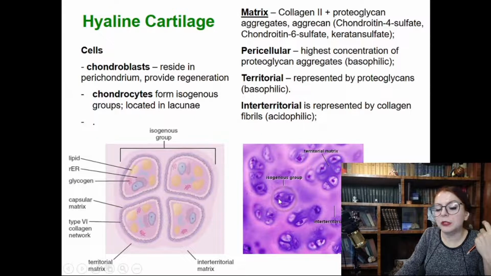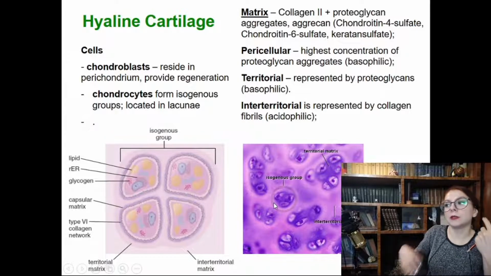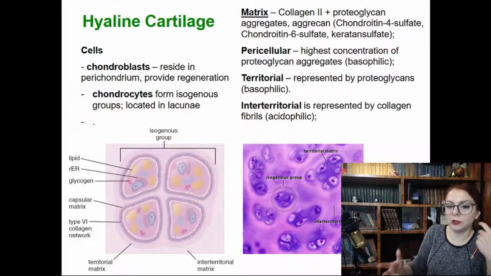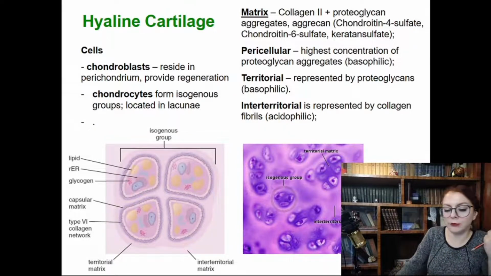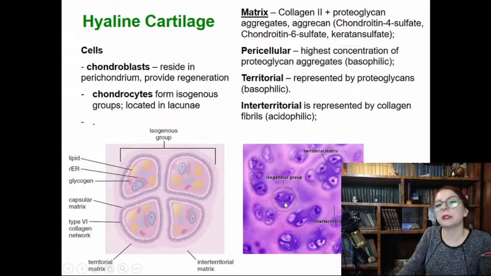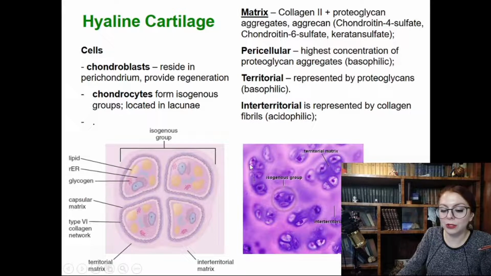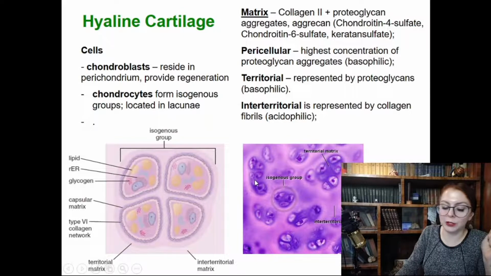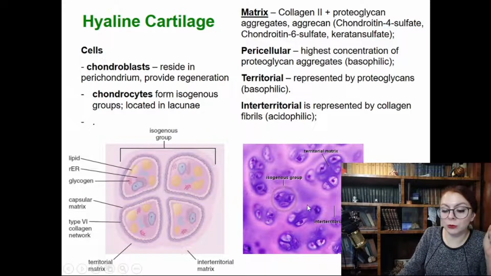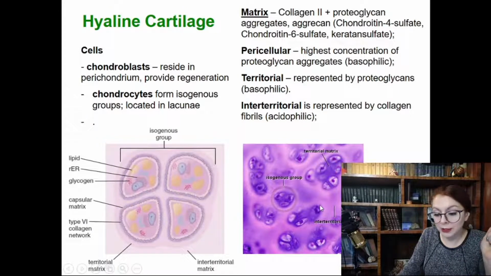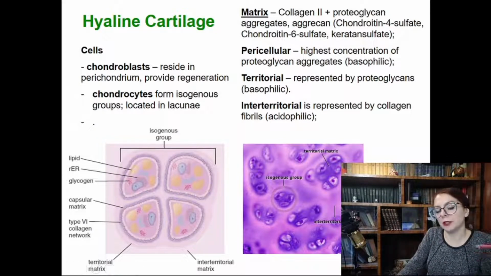And territorial matrix, which is inside the lacuna, is represented by proteoglycans, highly sulfated and negatively charged, as well as some collagen fibers, of course. So this region is stained in more basophilic colors. Here we can see basophilic nature because of the negative charge of proteoglycans. While interterritorial matrix contains predominantly collagen type 2. So this space is more oxyphilic in its nature.